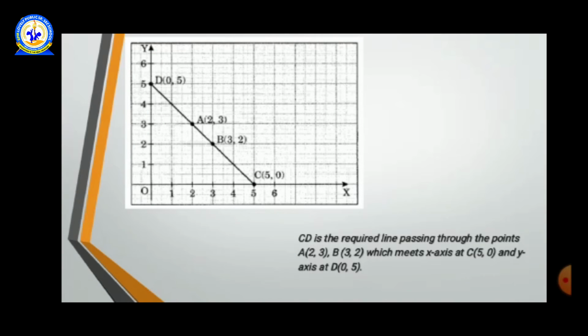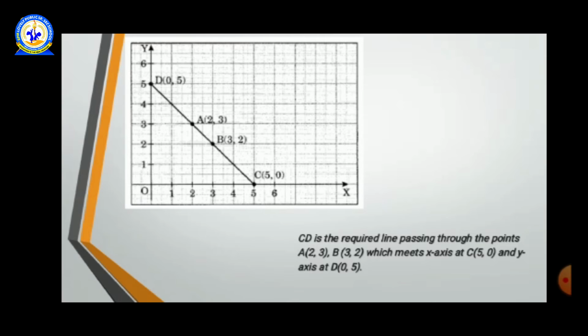First we plot the point 2, 3. So we take 2 from the x-axis and 3 from the y-axis. For the next, 3, 2, we take 3 from the x-axis and 2 from the y-axis.